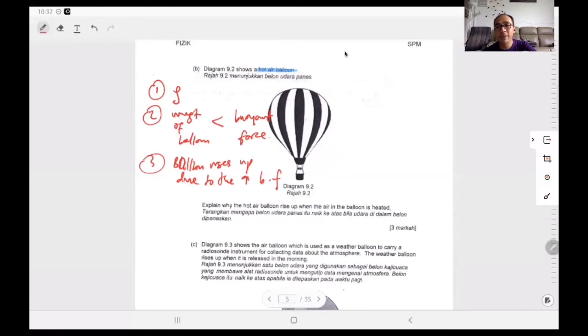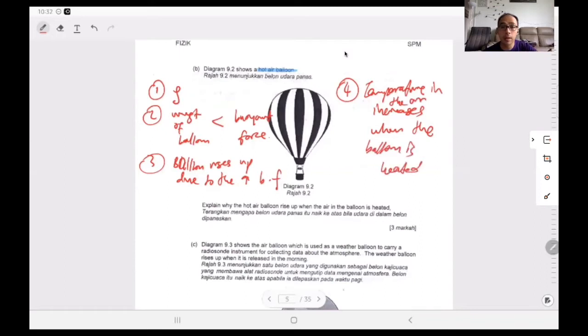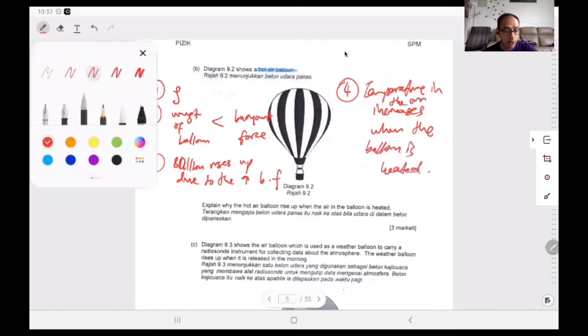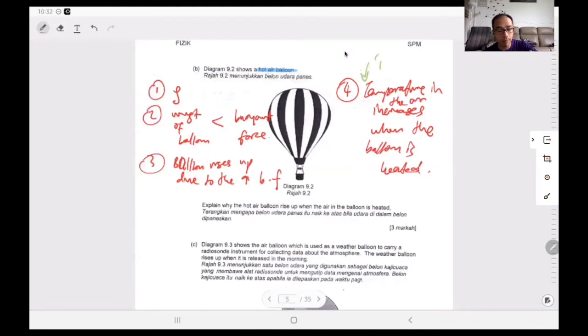And I think maybe as a fourth point, you cannot say the type of gas, so this is not an ordinary balloon. Okay, the fourth point is maybe you can talk about the temperature lah. The temperature of the air increases when the balloon is heated. Although actually this should be point number one. Then this point number two, number three, and number four.